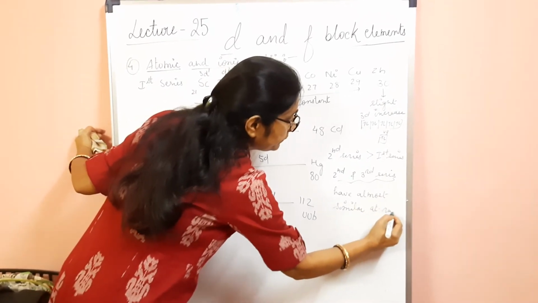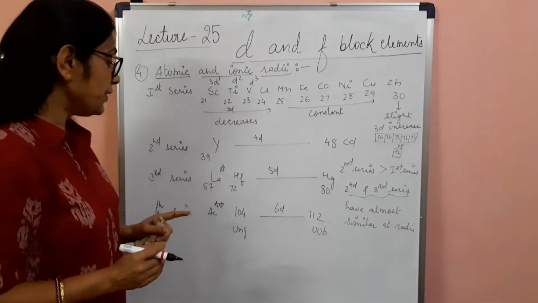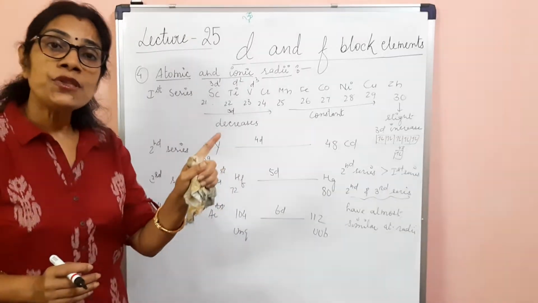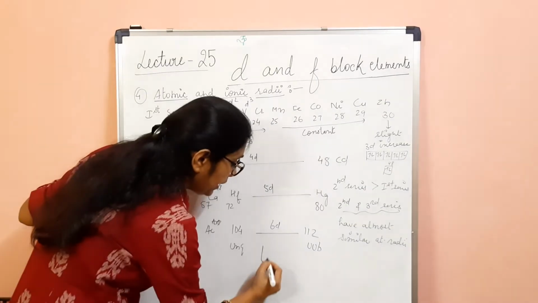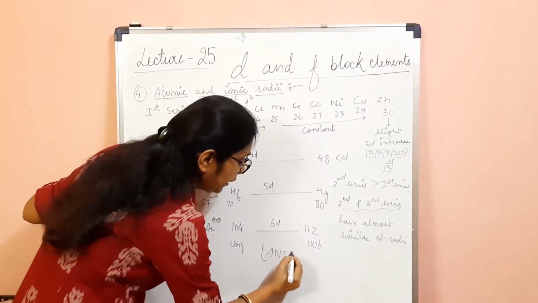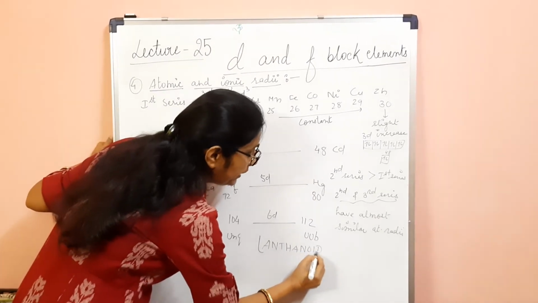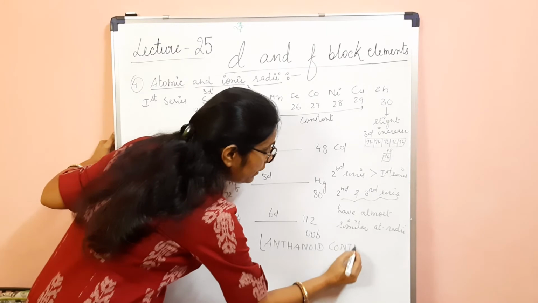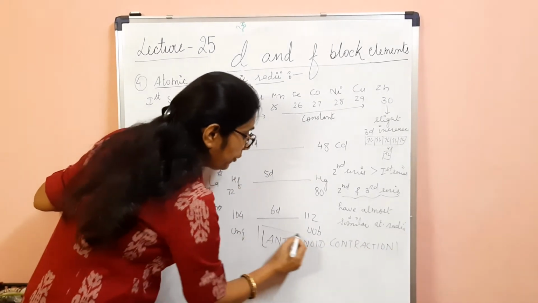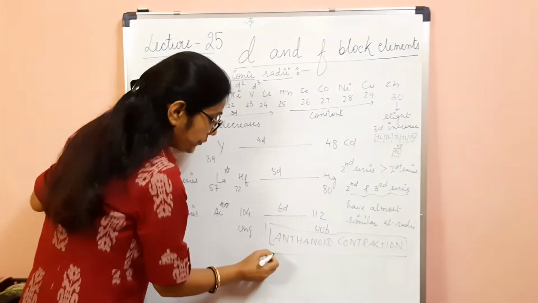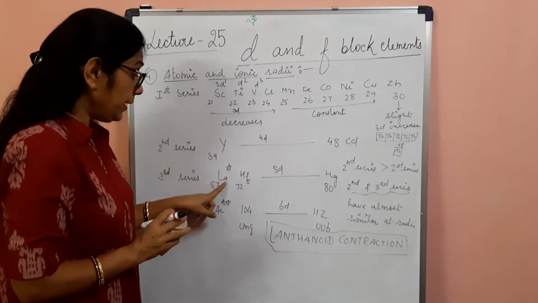Actually, the elements of the second and third transition series have almost similar atomic radii. Okay? And why do they have similar atomic radii? Because of lanthanoid contraction. Okay, very important, lanthanoid contraction.